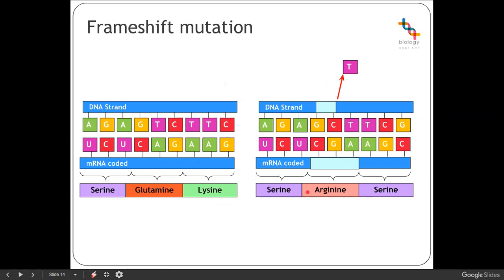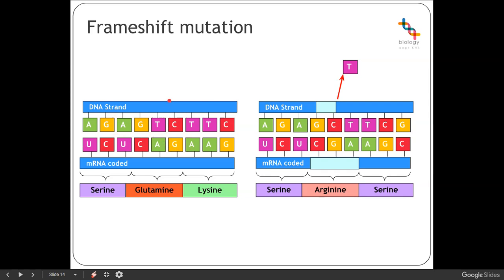Now those of you who've been paying close attention will have noticed that actually it's not just arginine that's changed, we also have a different one at the other end, and it was the same with the insertion mutation. And this is because both insertion and deletion mutations result in what we call a frame shift. And that means the frame of 3 that the codons are read in has been changed.